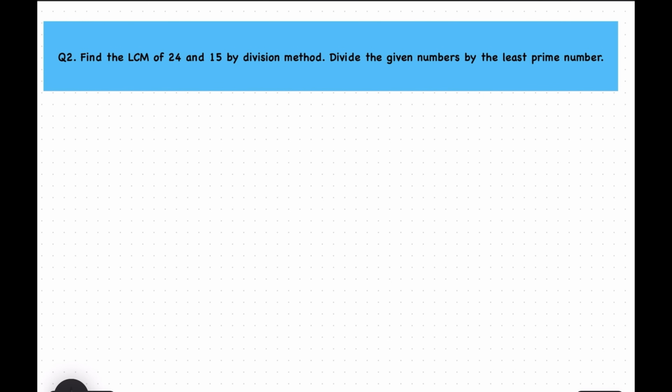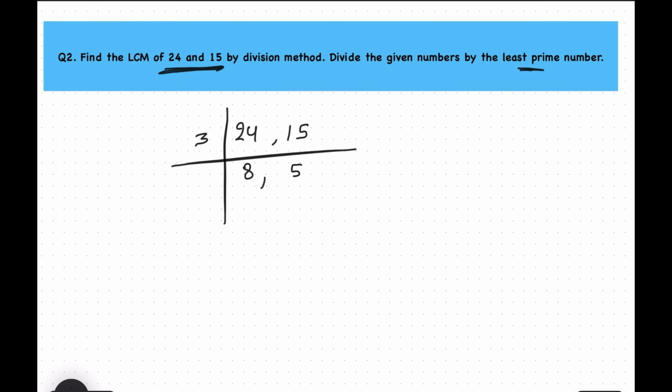This is our second question: find the LCM of 24 and 15 by the division method. Divide the given numbers by the least prime number. Just write 24 and 15, and let's start the division. We have to use prime numbers. What is the common factor? 3. 3 times 8 is 24, and 3 times 5 is 15.